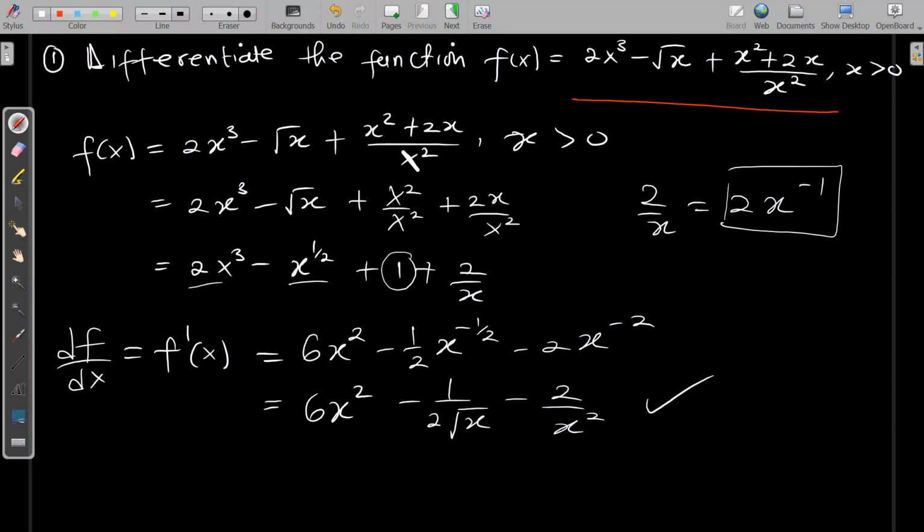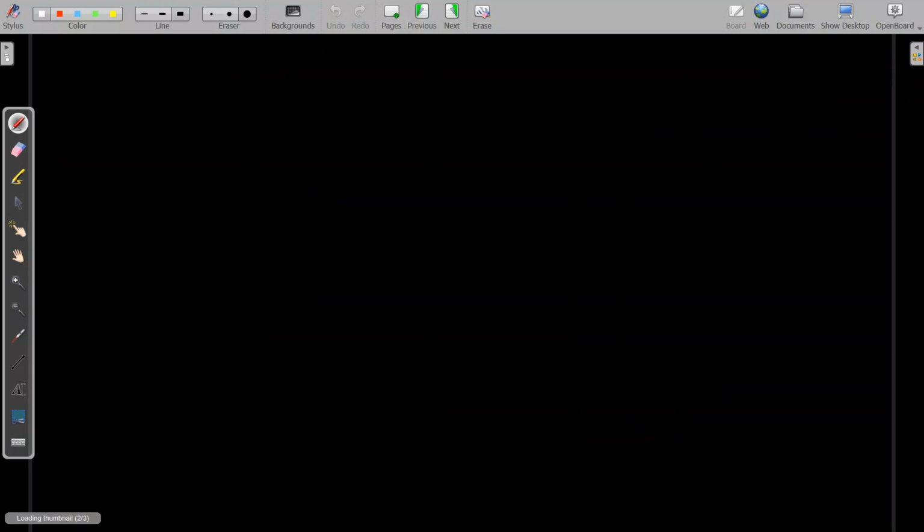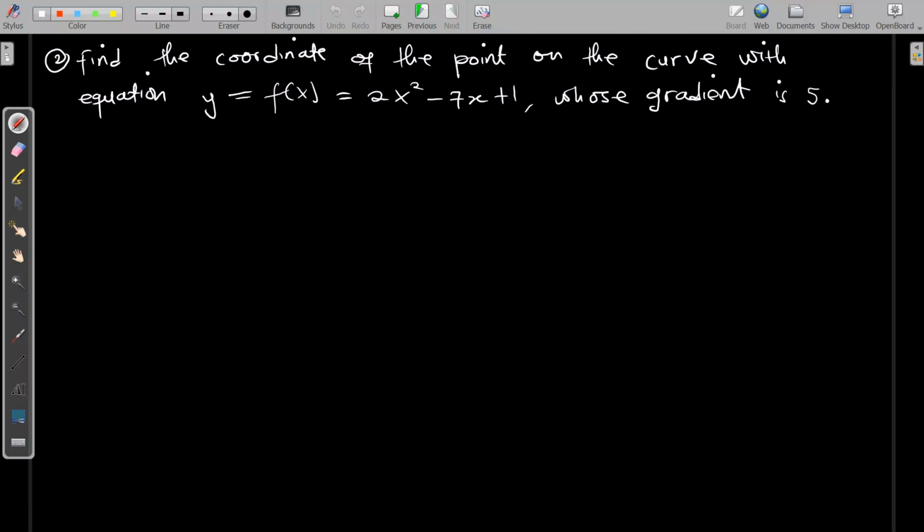Now let's look at the application part of differentiation. Find the coordinates of the point on the curve with equation y equals f of x equals 2x squared minus 7x plus 1, whose gradient is 5. So at the point where the gradient is 5, how do you find the coordinates of that point? That's what the question is about.